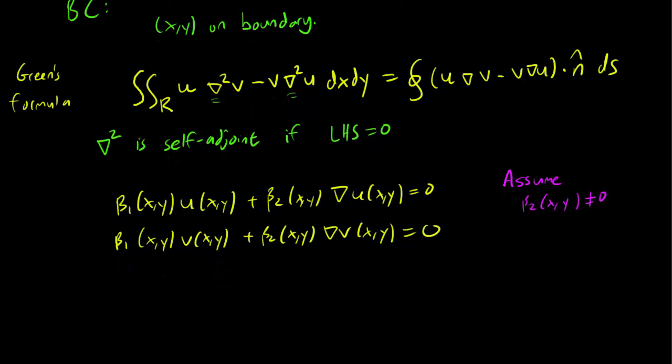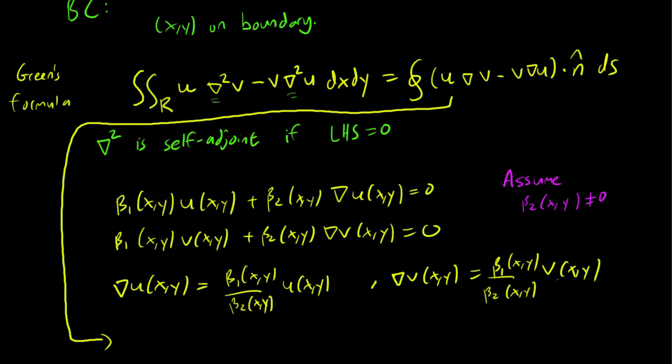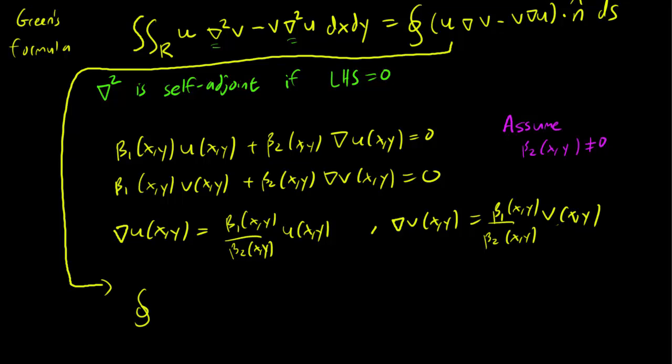But when that happens, we can do this. We can write down the gradient of u(x,y) as minus beta 1(x,y) over beta 2(x,y), since beta 2 is non-zero, times u(x,y). And same thing for v. So if we plug that into the right-hand side of Green's formula, this is what we get. We write down u, but instead of the gradient of v, we have beta 1 over beta 2 times v, minus v, but instead of the gradient of u, we have beta 1 over beta 2 times u, dot product with the normal vector, ds, on the boundary.